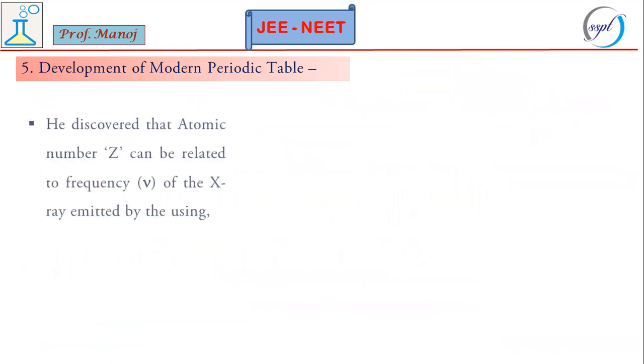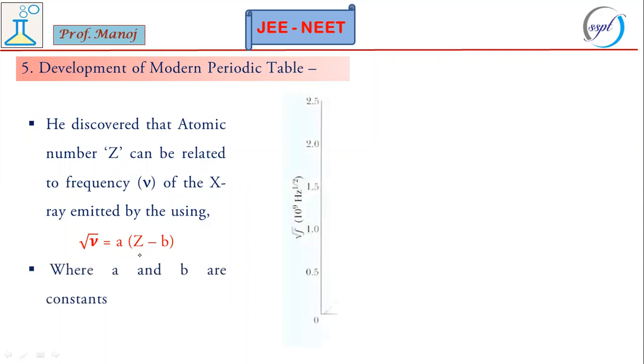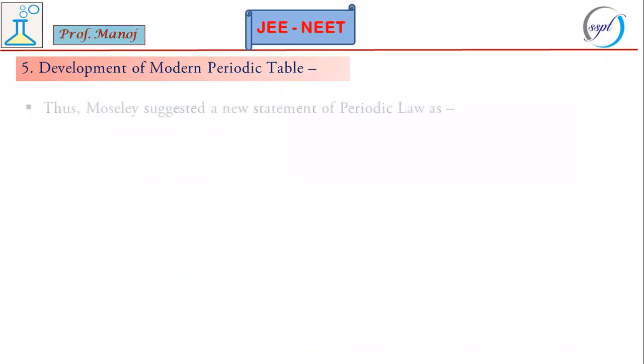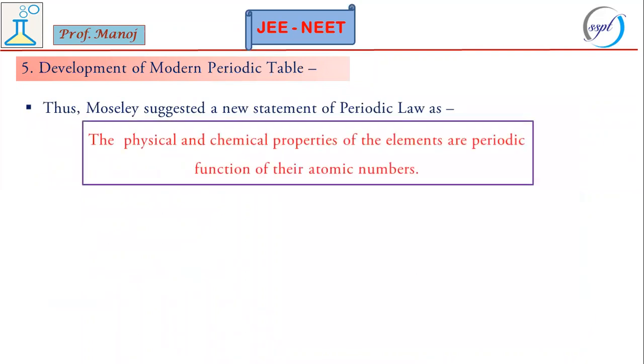What changed was that he found out that these frequencies are related to a particular number which he denoted as Z. He found out this number is actually the atomic number of the element. He made a graph of this pattern where the square root of frequency is plotted versus atomic number. This was the kind of graph he discovered. From these discoveries, he thought atomic number seems to be a more fundamental property rather than atomic weight. And he modified the periodic law with this small change in the statement.